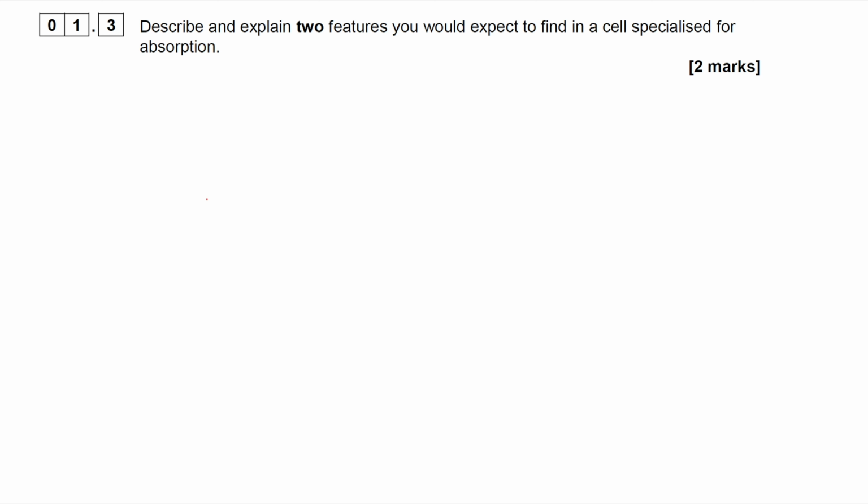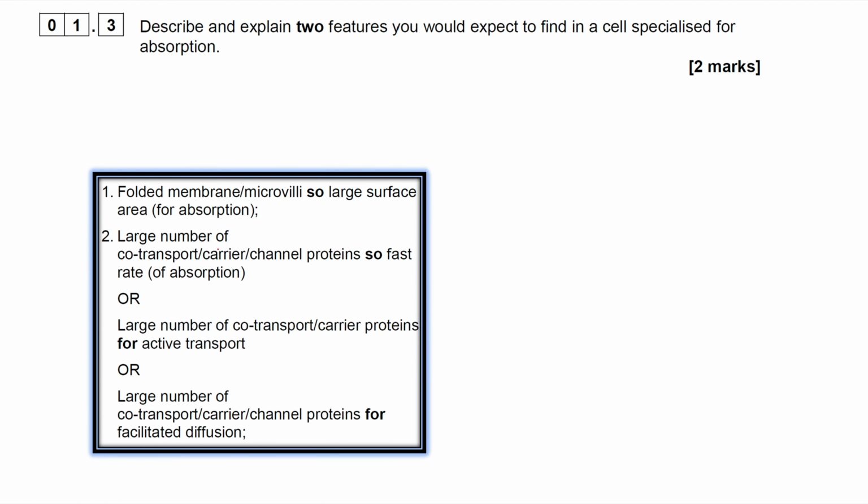Next question. Describe and explain 2 features you would expect to find in a cell specialized for absorption. And that's for 2 marks. Of course, if the cell is involved in absorption, it must have a large surface area so it can absorb. And then secondly, it must have those carrier protein channels so it can absorb easily. So your answer should include these 2 points.